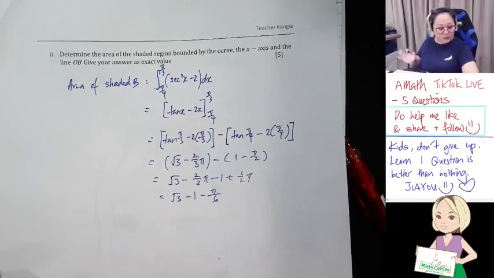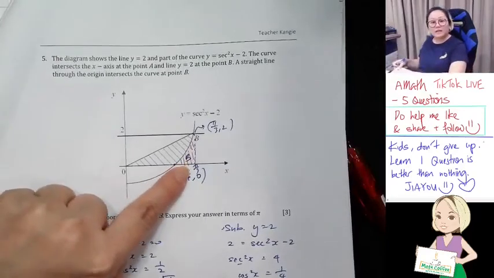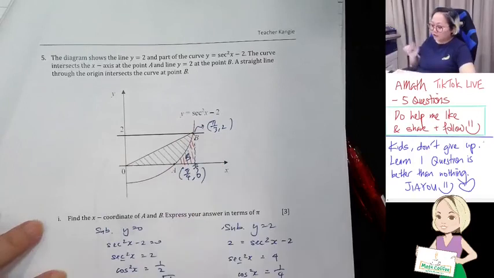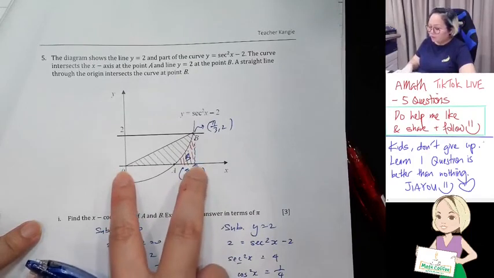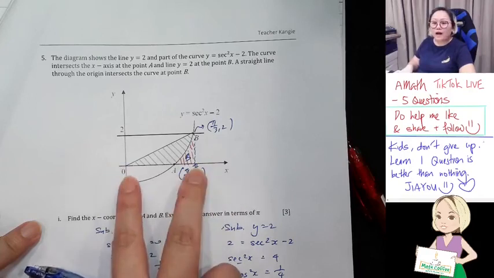Take note, this is only the so-called red color area. I want to find the shaded area, so I need to find the triangle. The triangle is simply half times base times height. So the base is this one. So kids, when it's a straight line, you can just use half times base times height.